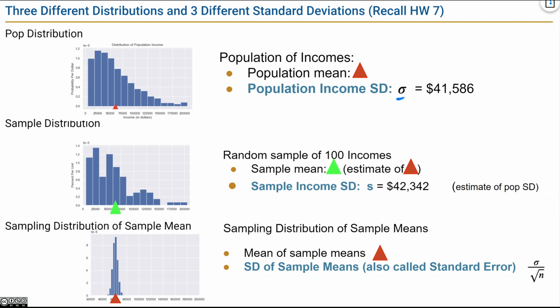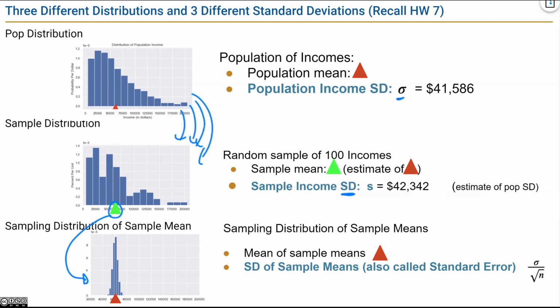I now get a sample mean and a sample standard deviation. My sample mean here in green is a good estimate of my population mean. And similarly, my sample income standard deviation is a good estimate of my population standard deviation. Finally, I have a distribution of sample means. So I repeat this process over and over and over of drawing samples and calculating this mean, and then I get a distribution of all the possible means. That's my sampling distribution of sample means.